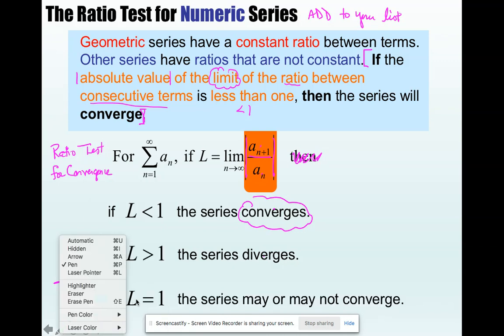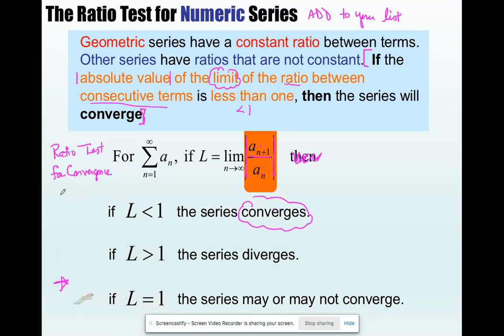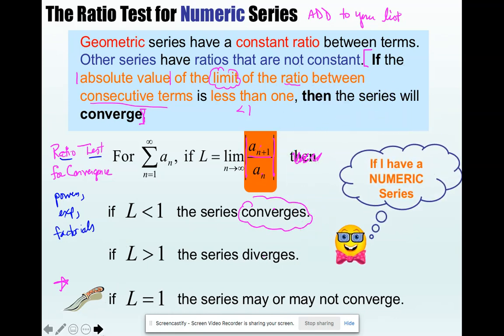When you're doing a numeric series that is not geometric and it is not a P series, but has lots of powers, exponents, or factorials in it, the ratio test is a good numeric test to run. We, though, are going to kind of morph this ratio test for convergence of numeric series into a power series test. So remember, this is the ratio test for numeric series.